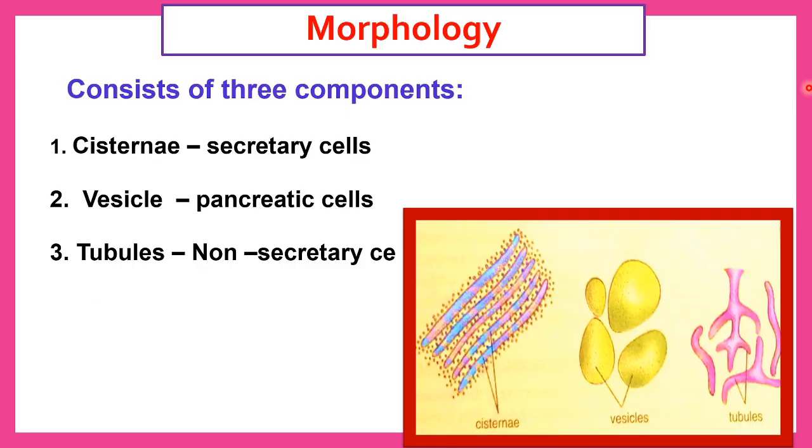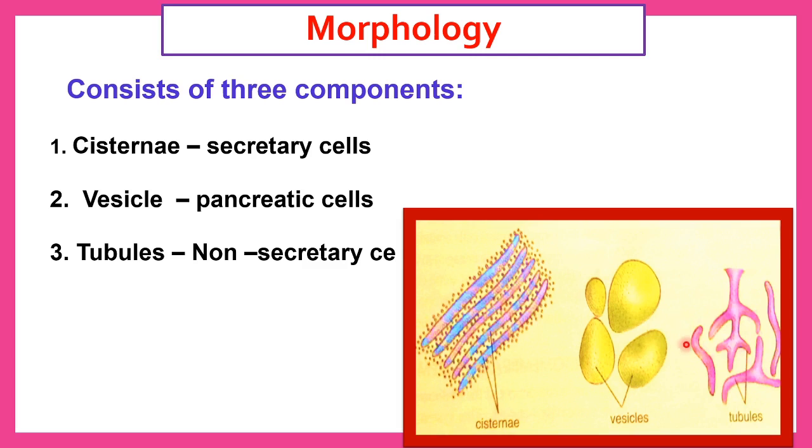Let us see the morphology of endoplasmic reticulum. The endoplasmic reticulum may assume three shapes. They are cisternae, vesicles and tubules. Here the cisternae are the long stack-like structures which are accommodated with ribosomes. So it seems to be a stack-like structure. They appear as cisternae. These cisternae are abundantly present in the secretory cells where protein synthesis takes place.